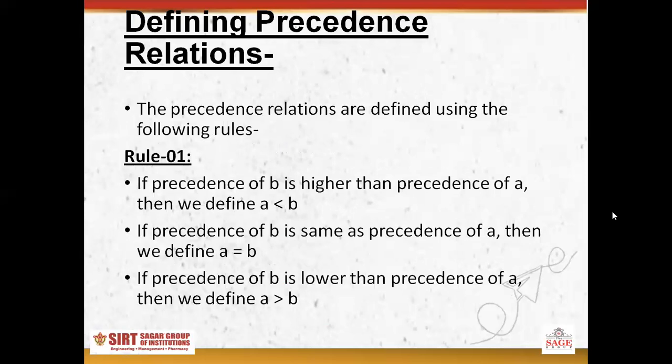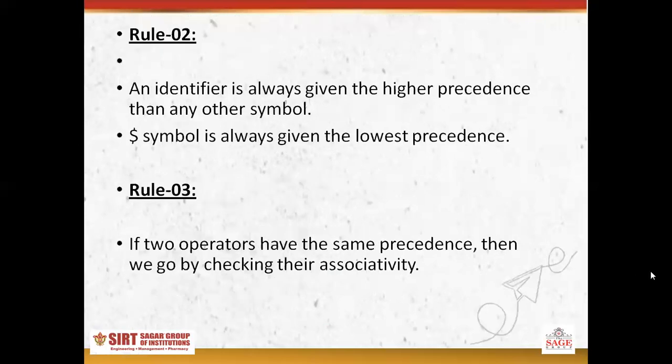Third, the precedence relations are defined using the following rules. Now, how are we defining the precedence and how is a relation created between the variables? Rule 1: if the precedence of B is higher than the precedence of A, then we define A is less than B. If the precedence of B is the same as the precedence of A, then we define A is equal to B. And third, if the precedence of B is lower than the precedence of A, then we define the relation A is greater than B.